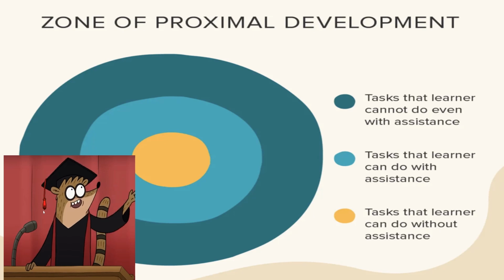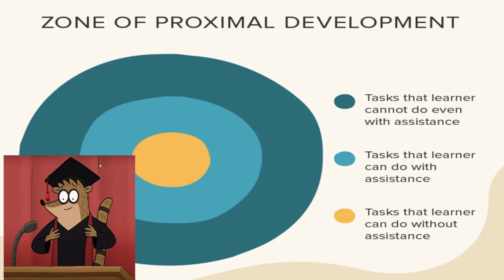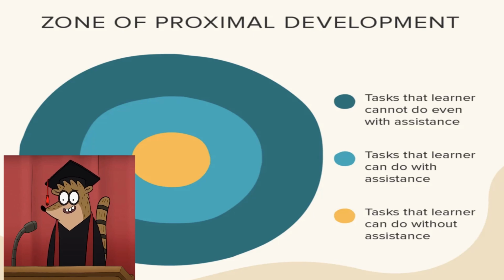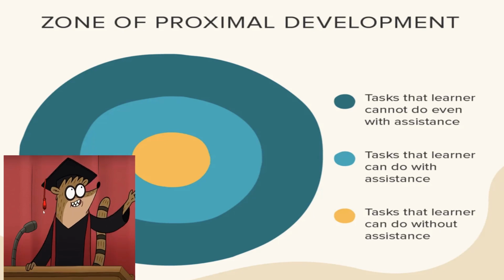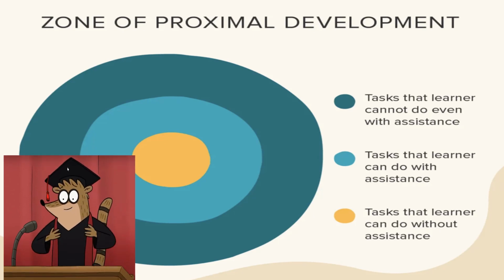Vygotsky created 3 zones of development: the zone of actual development, which represents the current abilities of the pupil; the zone of proximal development, where the pupil is in the process of formation; and the zone of potential development, which would be the level that the child can reach with the help of a person.